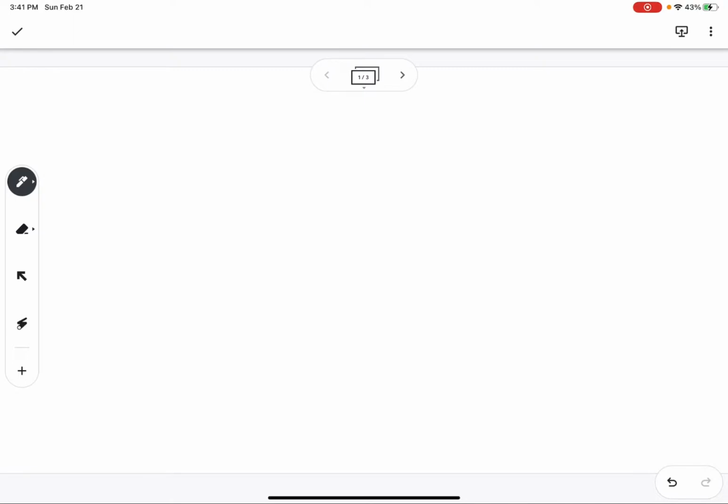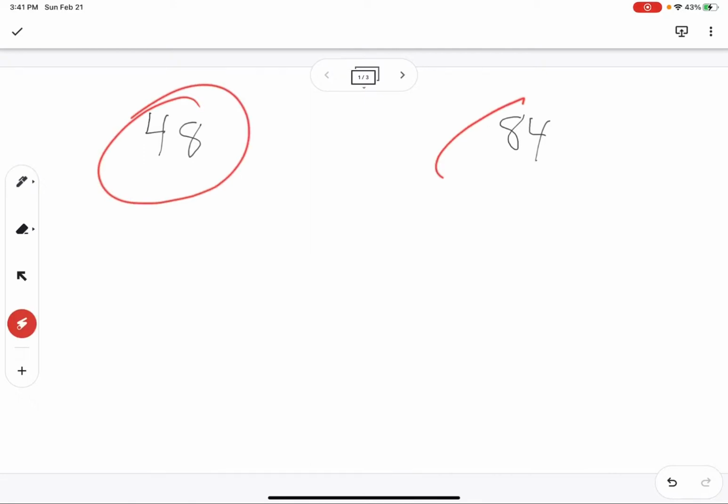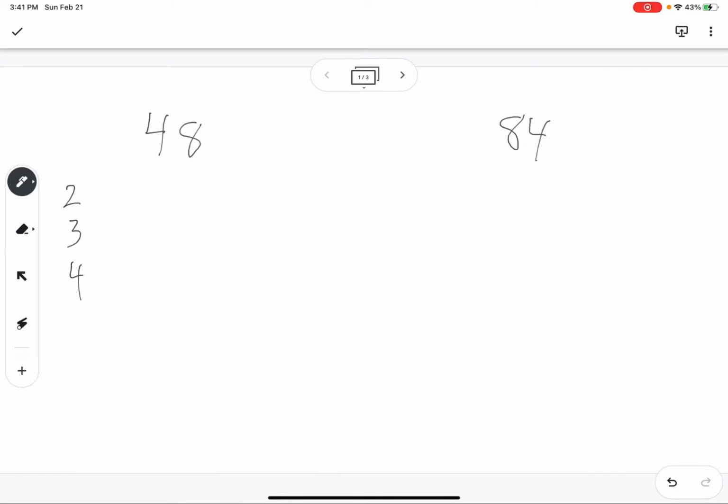So here's what I want you to do. Let's say that we have two numbers. Let's go with 48 and 84. Okay. So on a piece of paper, you've got these two numbers here. You want to start writing 2, 3, 4, 5, 6, 7, 8, 9. And again, 2, 3, 4, 5, 6, 7, 8, 9.